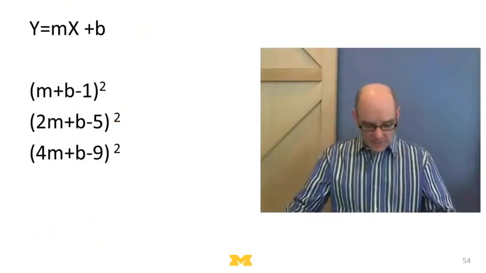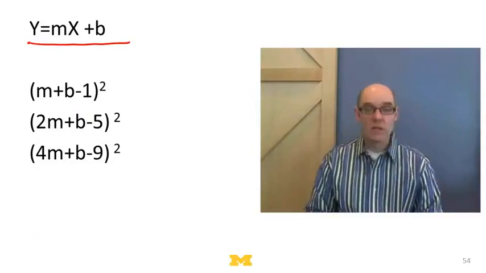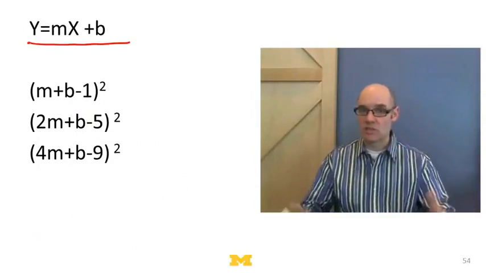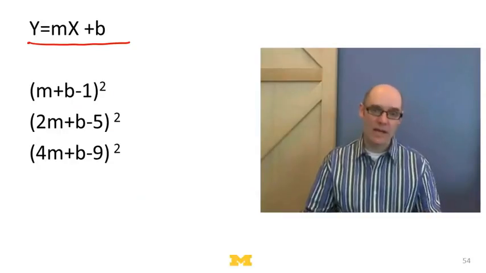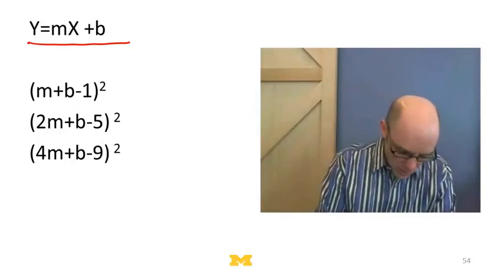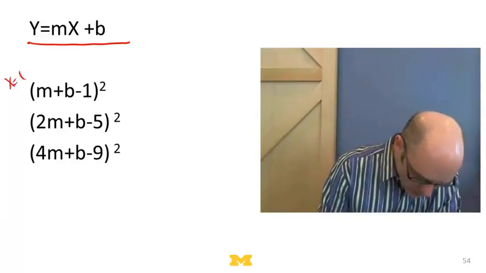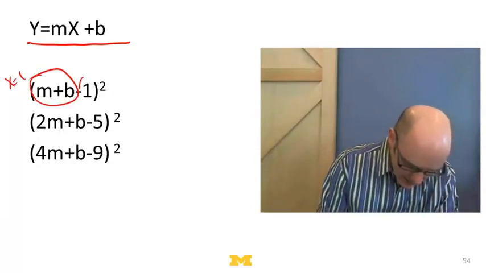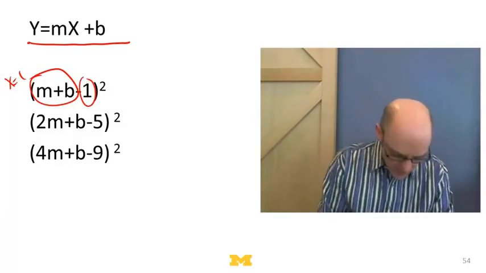So how would I draw the best line? Well, what I can do is I can say, let's suppose I drew the line y equals mx plus b. So this is just an arbitrary line. And then I want to ask, how far off would that line be from the data? Well, when x equals 1, my prediction would be m plus b, and the actual value is 1. So my error is going to be m plus b minus 1 squared.